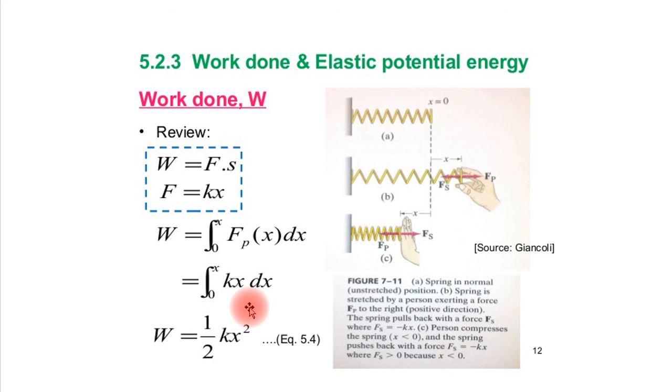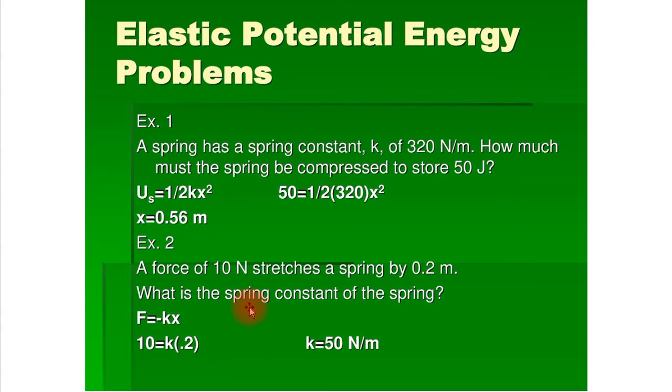Now we shall go to the next section, that is a problem. A spring has a spring constant K of 320 Newton per meter. How much must this spring be compressed to store 50 Joule? So U is equal to half kx square, U is equal to 50, and K is equal to 320. This is the expression, U is equal to half kx square. By putting in the values, the value of x will be very easily determined. x is equal to 0.56 meter.